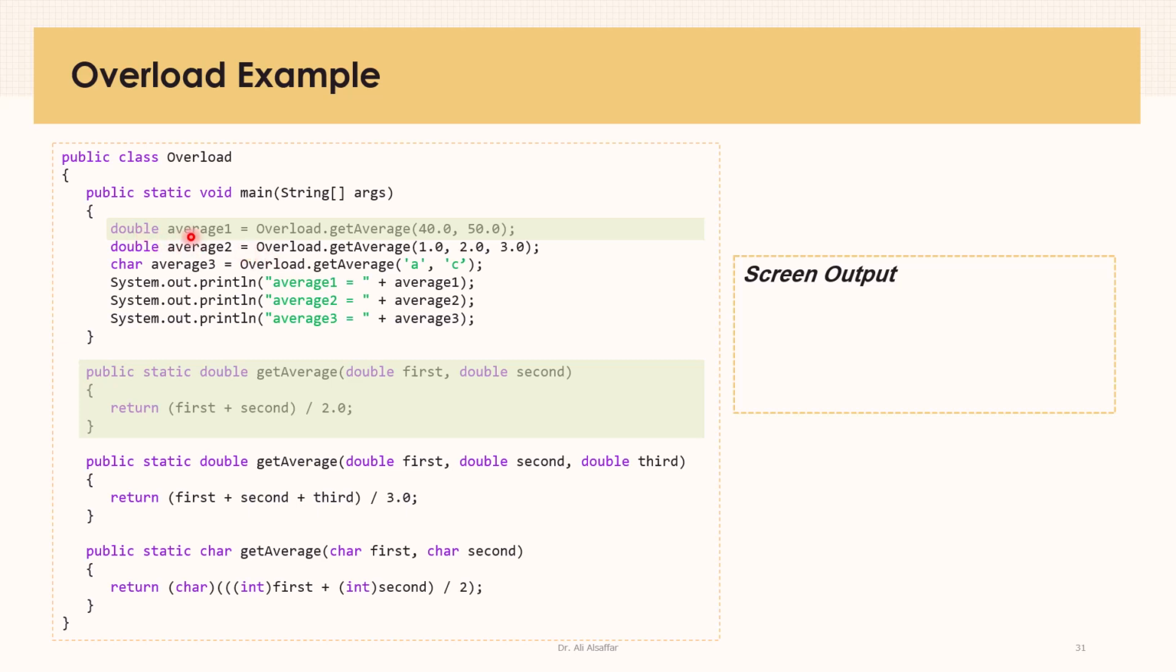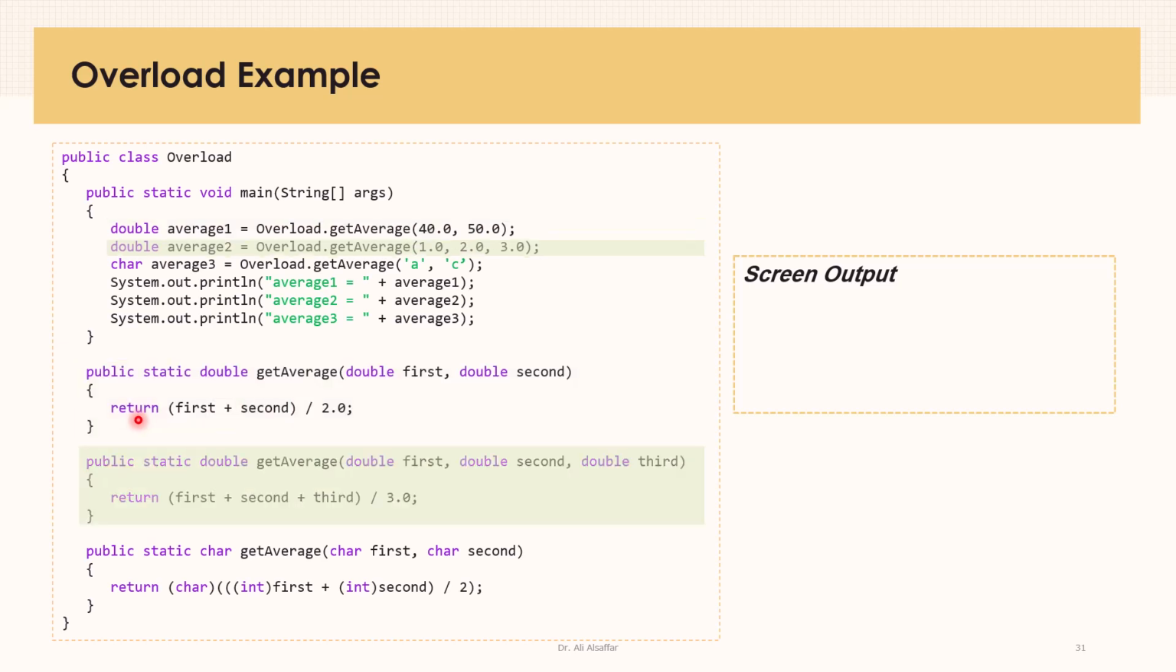Now, in the first line in the main method, we are calling the static method getAverage, but which getAverage will the compiler call? Since the parameters we have for the invoked method are two doubles, the compiler will search for a getAverage that has two doubles, and it will find one here. So it will supply 40 and 50 to the method, and the method will find the average and save it into average1.